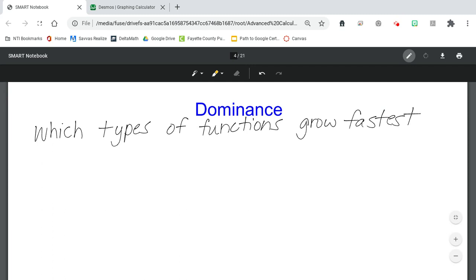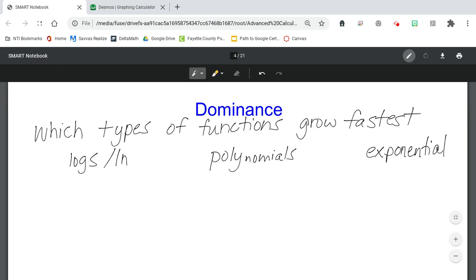And so you're going to be given functions that have terms. Some of the terms are log terms. Logs are natural log terms. So remember that the abbreviation for natural log is ln. Then you'll have polynomials. Oh, I can't spell polynomials. And you'll also have exponential functions. And so we need to figure out which of these types of function grows the fastest.